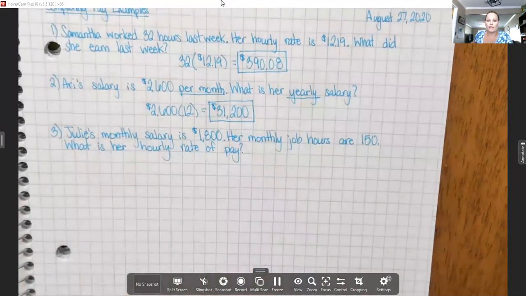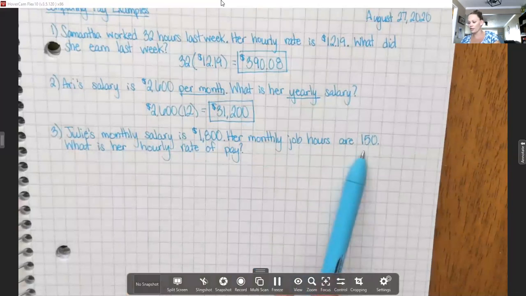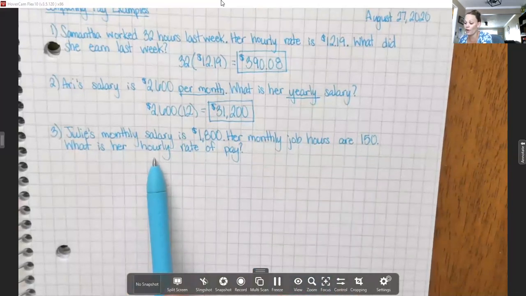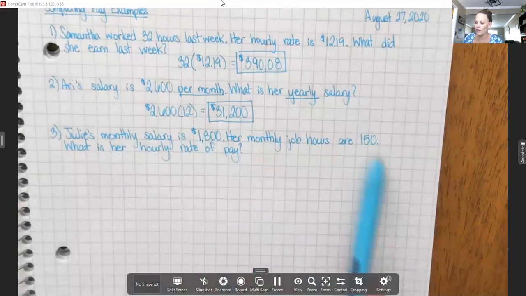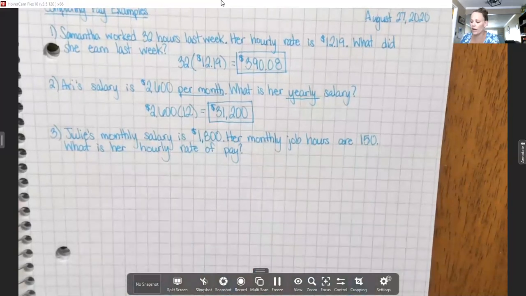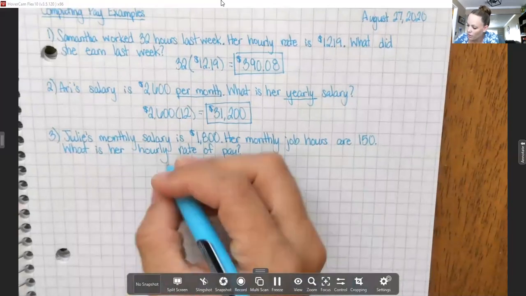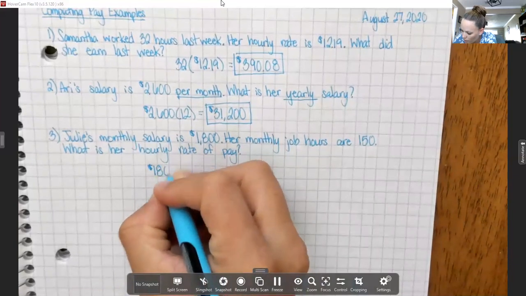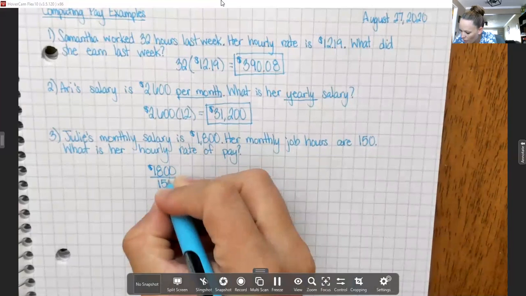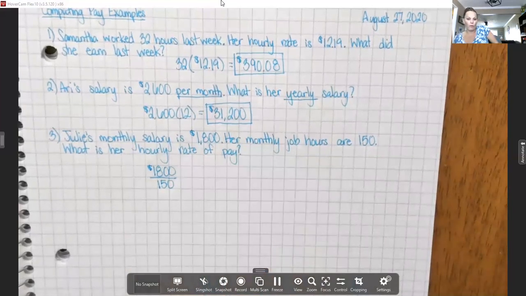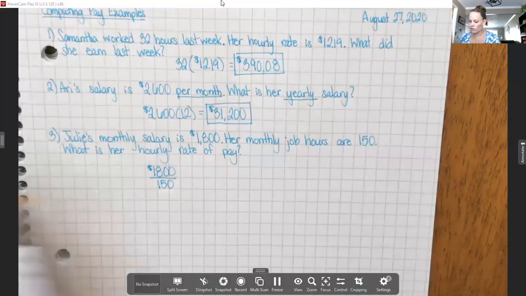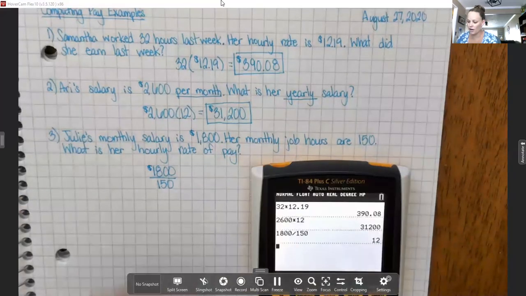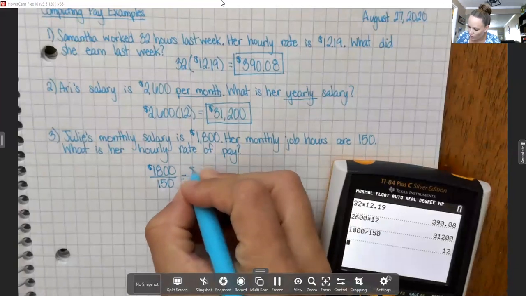So if her monthly salary is $1,800, her monthly job hours are 150. We want to know her hourly rate of pay. So this is how much she makes in a month, and this is how many hours she works. So to get the hourly rate of pay, we're going to do the $1,800 divided by the 150 hours. That's going to be what she makes per hour. So 1,800 divided by 150. So Julie is making $12 per hour.